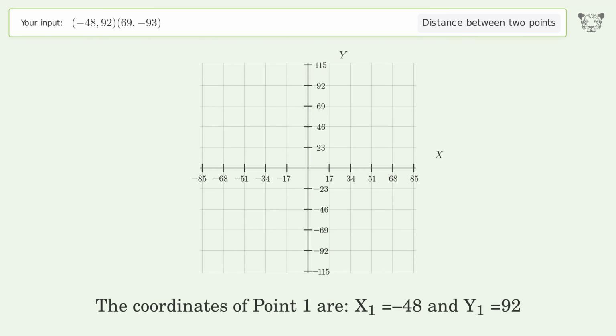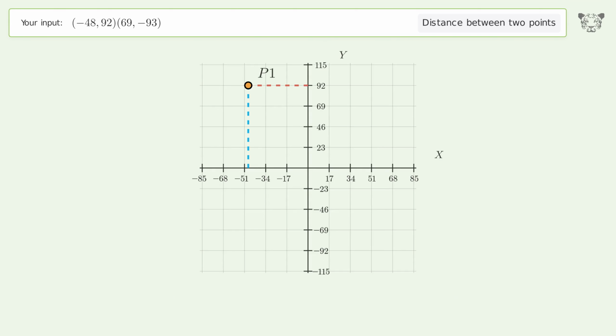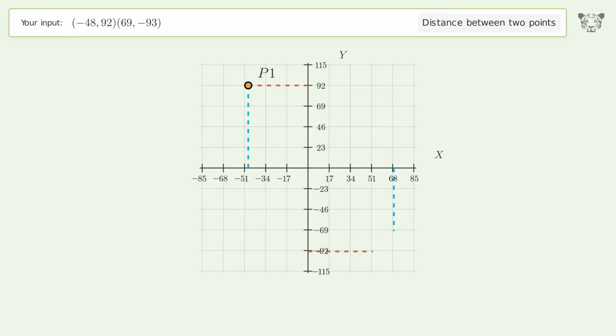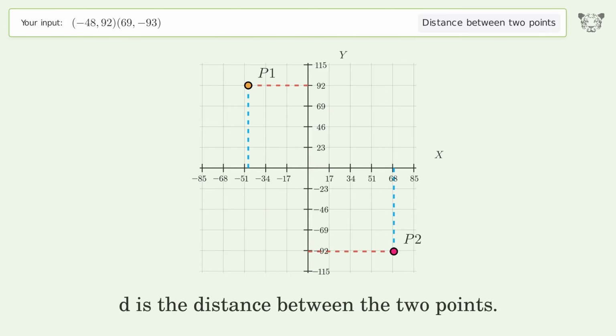The coordinates of point 1 are x1 equals -48 and y1 equals 92. The coordinates of point 2 are x2 equals 69 and y2 equals -93. D is the distance between the 2 points.